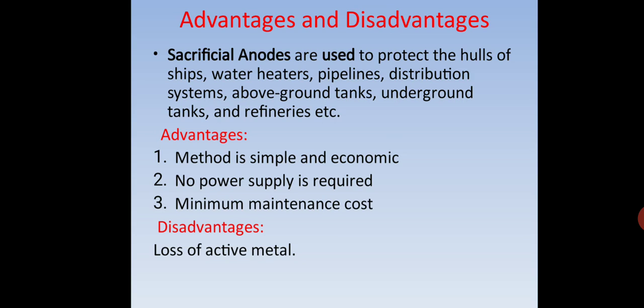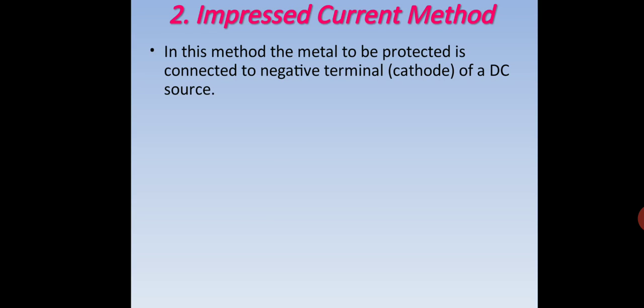Let us move on to the next method, which is the impressed current method. In this method, the metal to be protected is connected to the negative terminal, cathode, of a DC source. Now here the name itself indicates impressed current method. In both the methods, sacrificial anode method as well as impressed current method, the structure to be protected is made as cathode. How are we doing that in the previous case, that is sacrificial anode? We are connecting another metal which is anodic to it. So hence it was made as cathode.